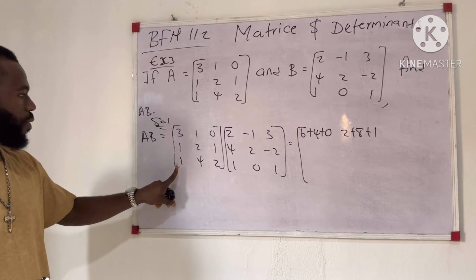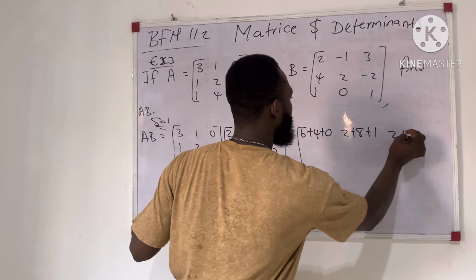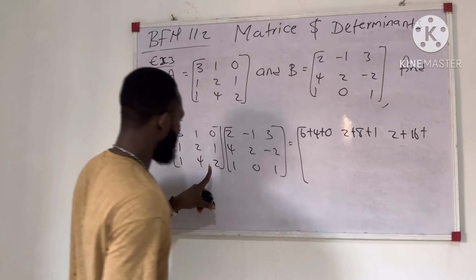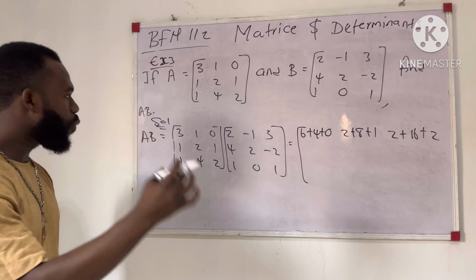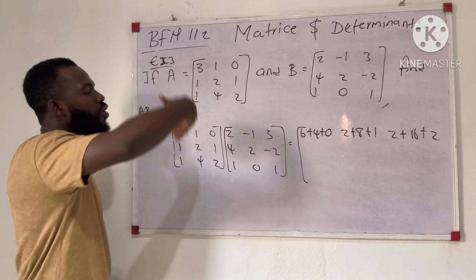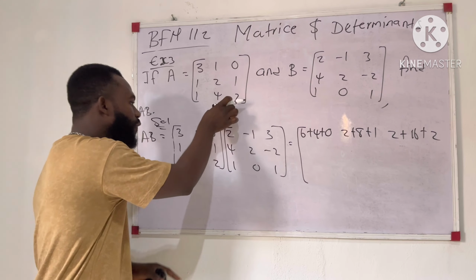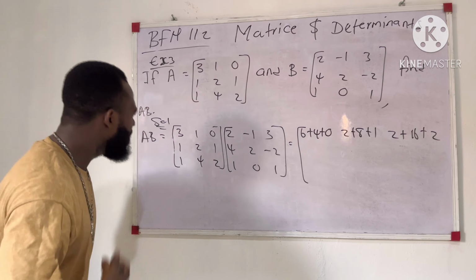The last row is 1, 4, 2. So let's go. 1 multiplied by 2 gives me 2. 4 multiplied by 4 gives me 16. And lastly, 2 multiplied by 1 gives me 2. Yes, we are done with using the rows on matrix A to multiply the first column on matrix B. So what do we do next? We are done with this first column. Now we are going to column 2. We will repeat the same thing.